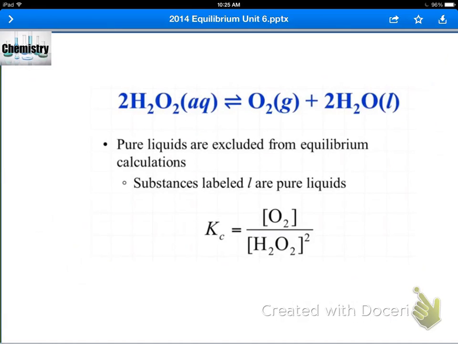Okay. Another piece of good news that goes along with solids being excluded is that pure liquids are also excluded for the same reason. Now we can also think about why we can eliminate water.